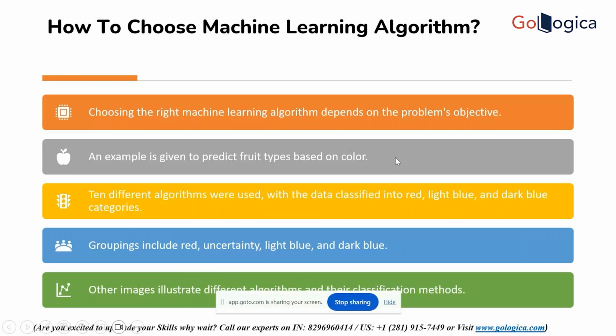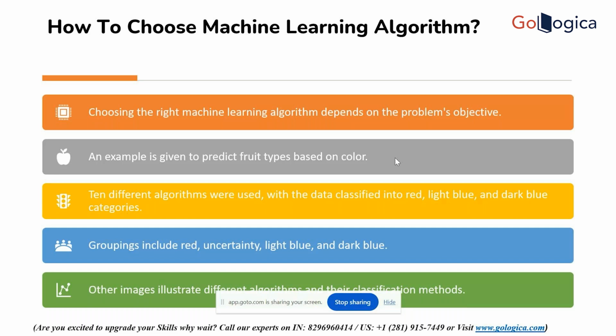Let's see how to choose a machine learning algorithm. There are plenty of machine learning algorithms, and it could be a tough task to decide which algorithm to choose for a specific application. The choice of algorithm will depend on the objective of the problem you are trying to solve. So let's consider an example. Let's take a task to predict the type of fruit among three varieties, that is apple, banana, and orange.